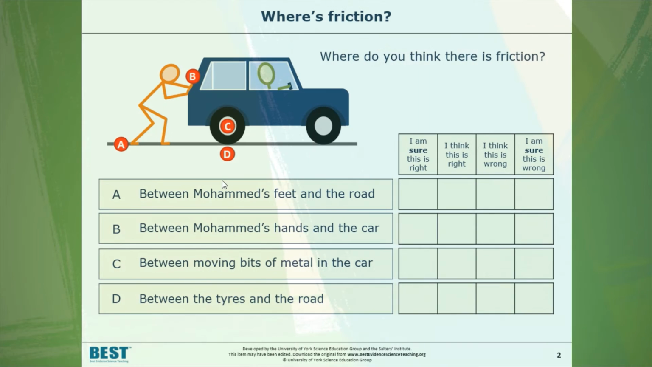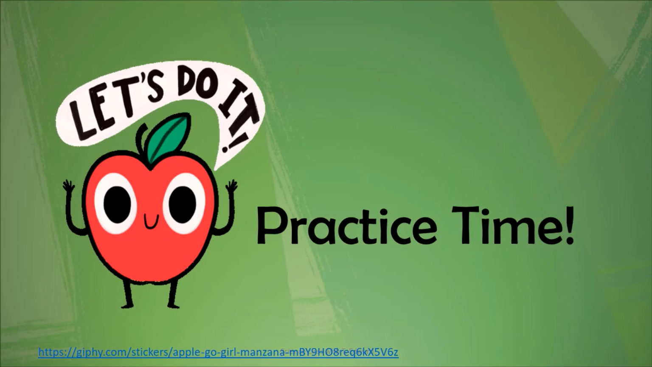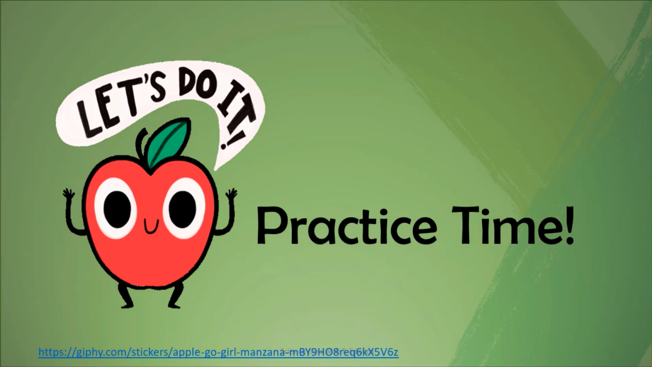Okay, so basically A, B, C, and D all have friction, because the feet and the road have friction, the car and Mohammed's hands have friction as well, the moving bits of metal in the car have friction as well, and letter D, the tires and the road have friction also. Okay, so I hope you were refreshed on what the force of friction is.